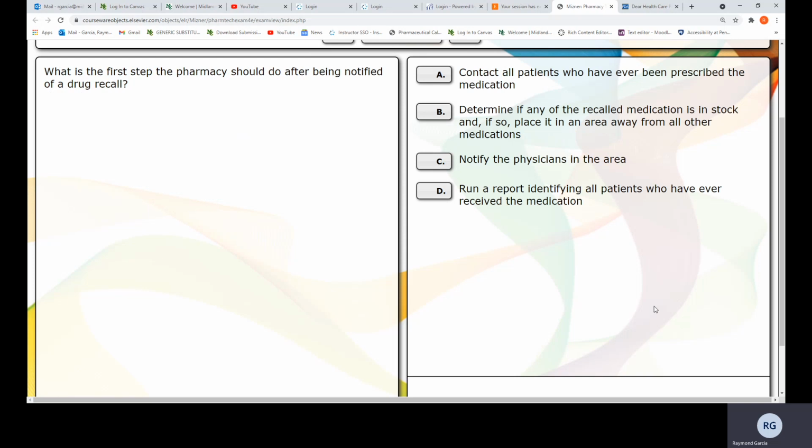What is the first step the pharmacy should do after being notified of a drug recall? Contact all patients who have ever been prescribed the medication. Determine if any of the recalled medication is in stock, and if so, place it in an area away from all other medications. Notify the physician in the area. Run a report identifying all patients who have ever received the medication. What's the first step?